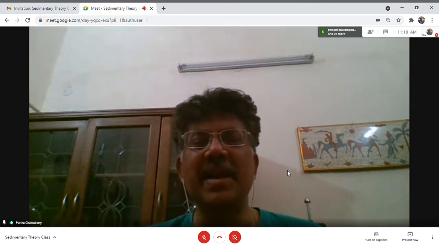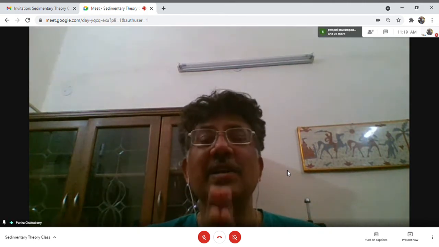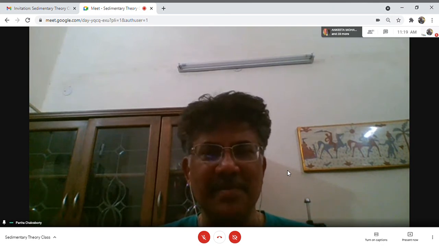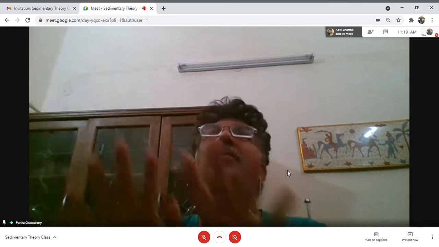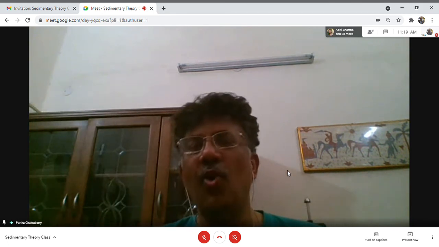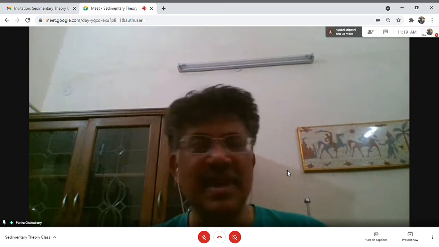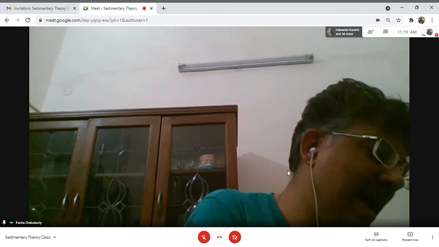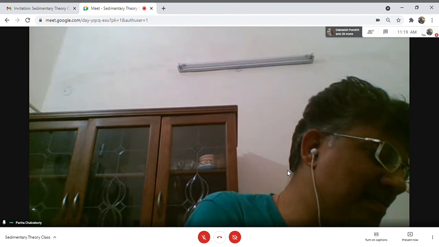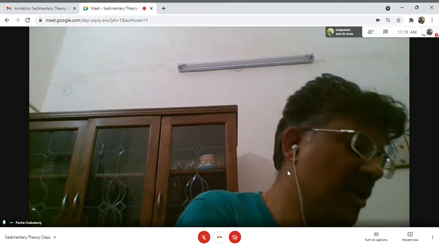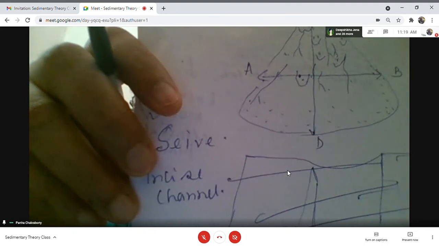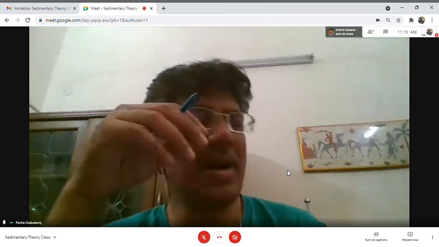Then the next very important one is the channel flow. Now, two types of channel flow deposits we basically get in a fan: one is called the sieve deposit, S-I-E-V-E, and the other is the incised channel deposit. Two types. What is a sieve deposit?